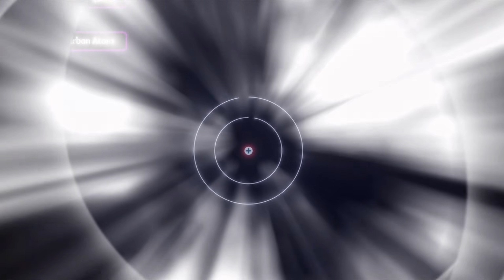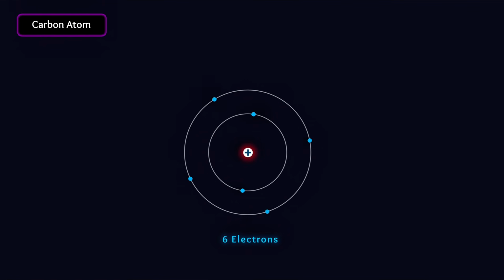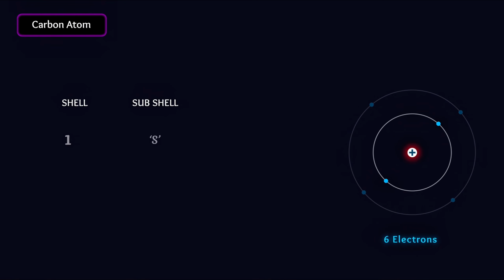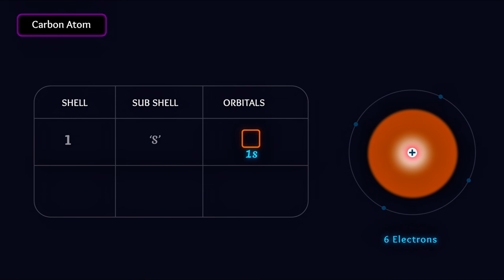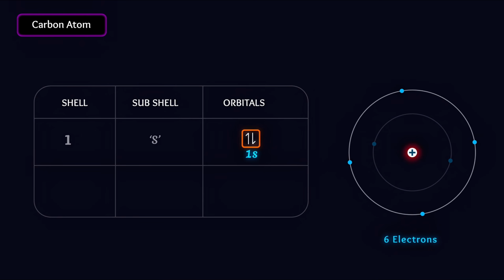Now take a carbon atom as an example. It has 6 electrons. The first 2 electrons fill the first shell, which has only one subshell, which is s. The s subshell has only one spherical orbital, so the first 2 electrons fill the 1s orbital. Then we have 4 electrons remaining. Once the first shell is full, the electrons begin to fill higher energy levels, starting with the second shell.